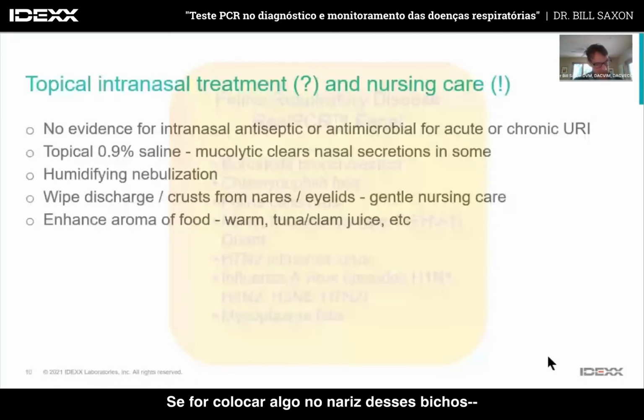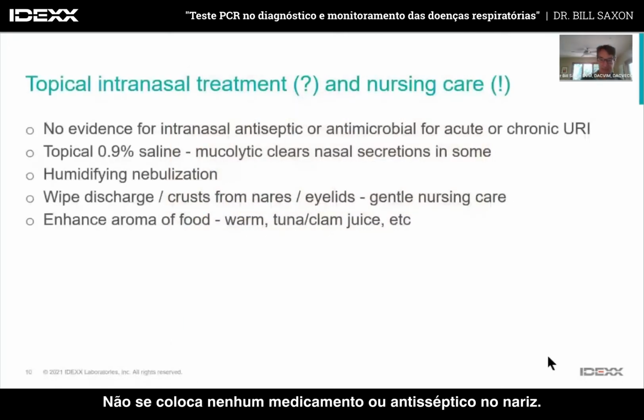Do you put anything in the nose of these guys? Well, you don't put any medication or antiseptics in the nose. No antibiotics, no antiseptics in the nose. But to help clear secretions, topical saline can be used, a drop or 2 in each nostril, 2 to 4 times a day, as a mucolytic to help clear secretions. Also, a really helpful way to make these cats feel better is to do some humidifying nebulization, all with the point of moisturizing and loosening dried secretions so that they can be removed more easily by sneezing or by us gently dabbing away at the external nares, so that these cats can smell, so that they can eat.